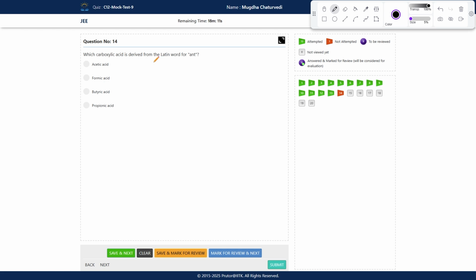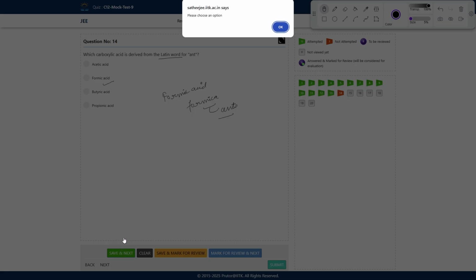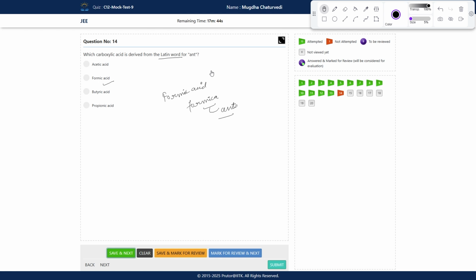Which carboxylic acid is derived from the Latin word for ant? If you see over here, the correct answer is formic acid. In formic acid, the Latin word is formica, and formica means ants. It was first derived from red ants. So the correct answer will be formic acid. We select the second option.